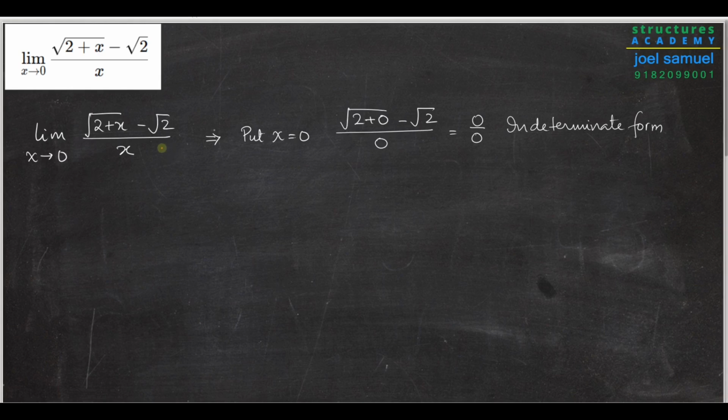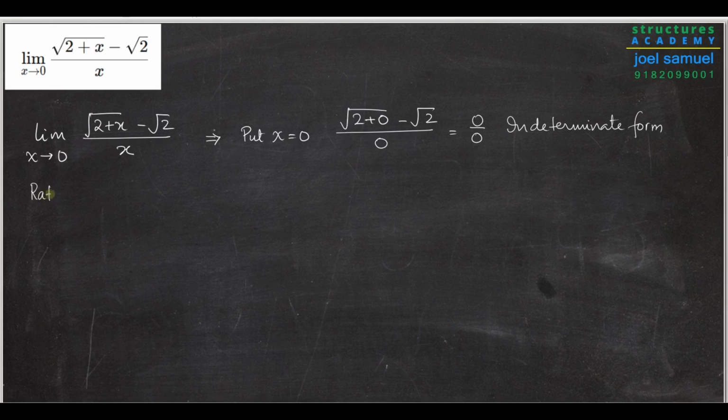Now, in order to eliminate the terms which are leading to this indeterminate form, we can't cancel the terms because of the square root. In such cases, we will resort to what we call the rationalization technique. Rationalization of surds is a topic you would have studied in the 9th or 10th standard. Anyway, I'm going to revise it here.